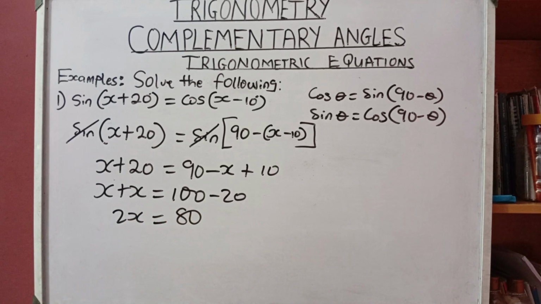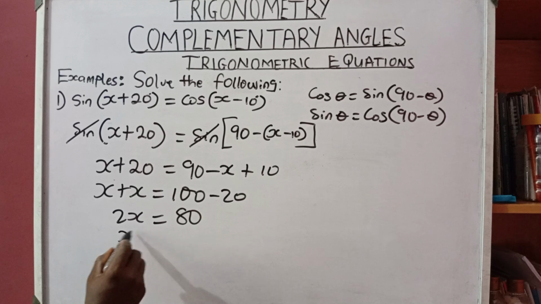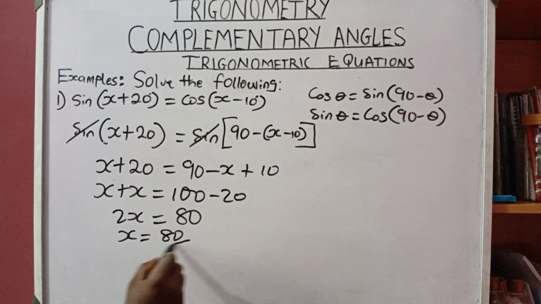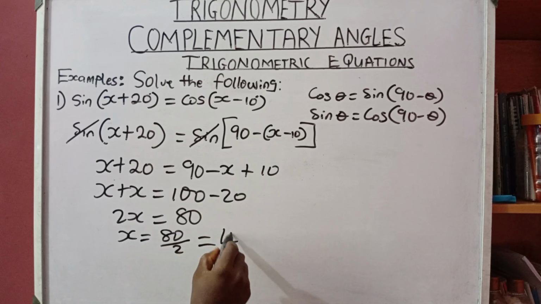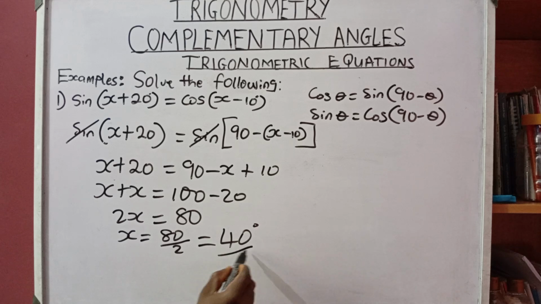All right, so divide both sides by the coefficient. That will give us x is equal to 80 divided by 2. The answer is 40 degrees. So that is the value of x for question number one. I hope this is quite clear. All right, so let's take example two.